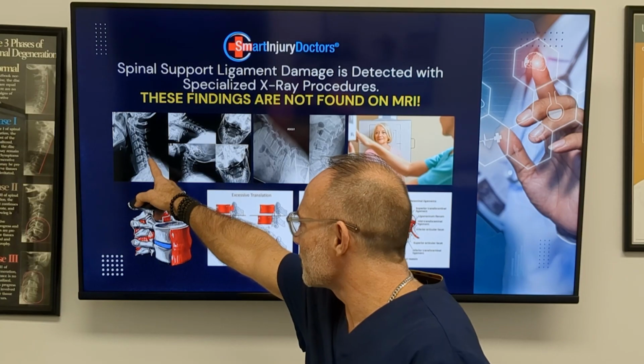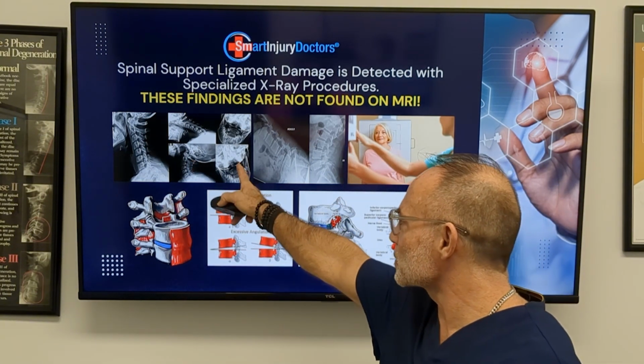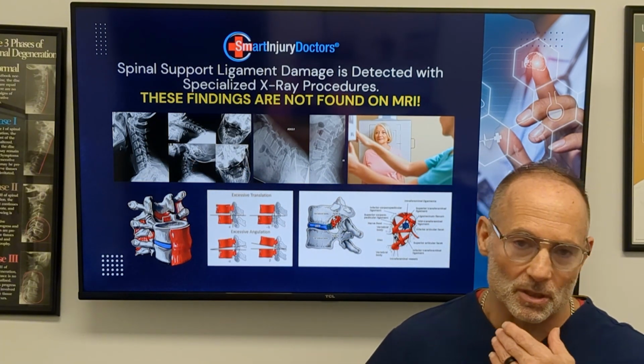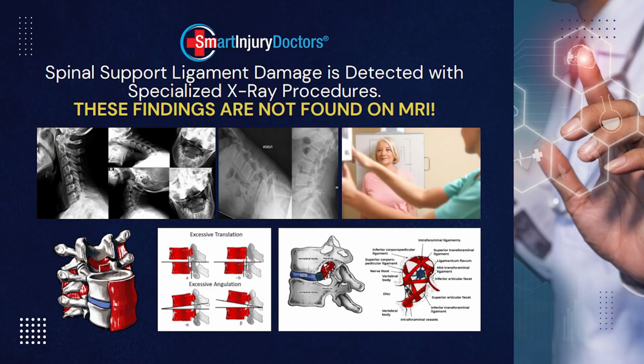So this is a picture of the neck. This is bending forward. This is bending back. Now look at this X-ray. This is really important. This is an open mouth view. Now why is that important? It allows you to see the upper neck.